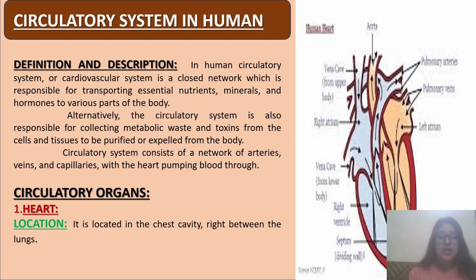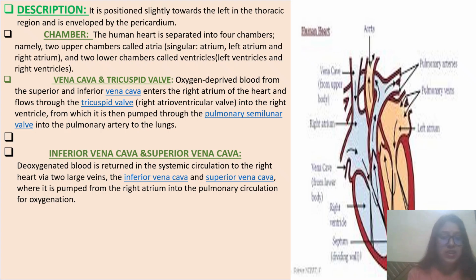Circulatory organs. First, heart. Location. It is located in the chest cavity, right between the lungs. Next, description of the heart. It is positioned slightly towards the left in the thoracic region and is enveloped by the pericardium. So, what is the envelope of the heart? It is the pericardium.